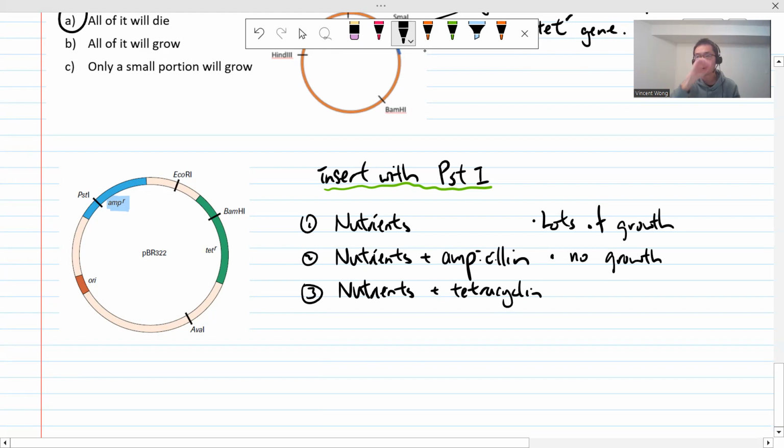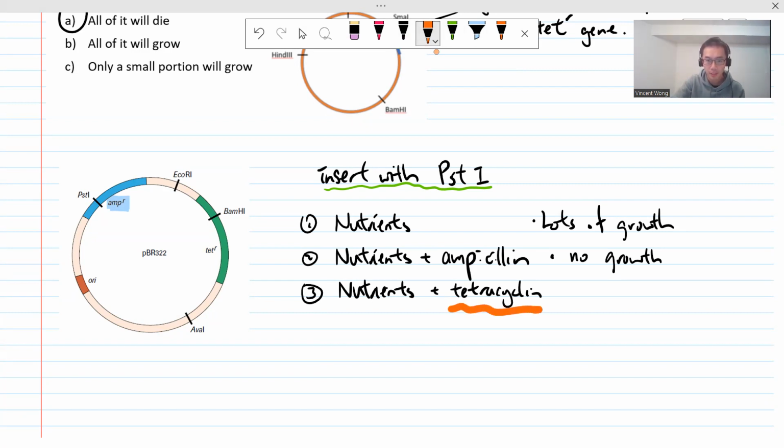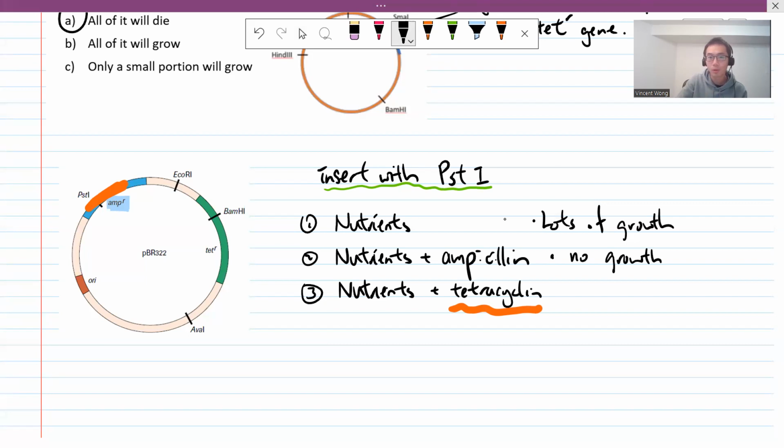No growth. No growth? And why not? The tetracycline is the antibiotic, right? But you're then inserting the PST1 gene here. The tetracycline gene is over here, on the other side, right? So the tetracycline gene is not interrupted in this case. So if they accepted the plasmid, they will grow.